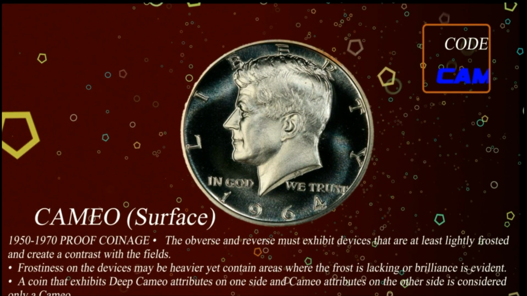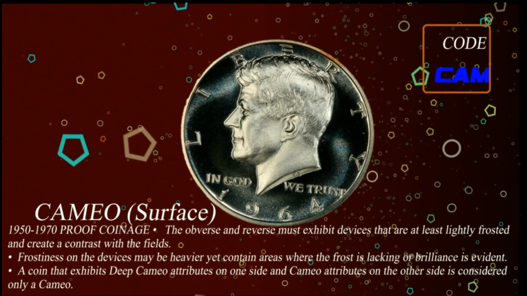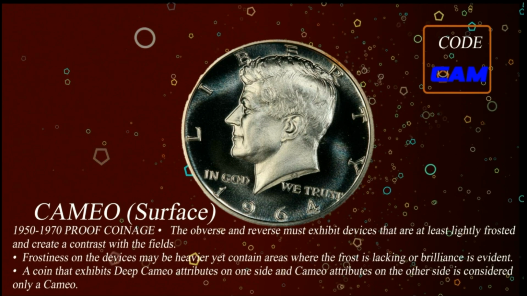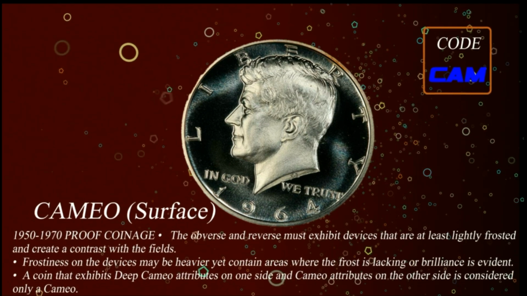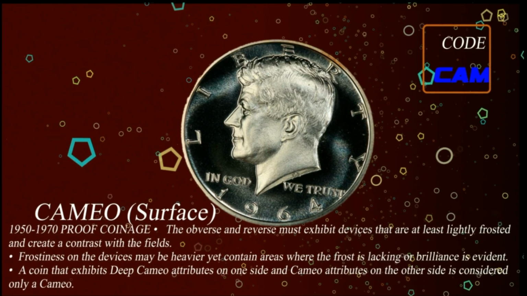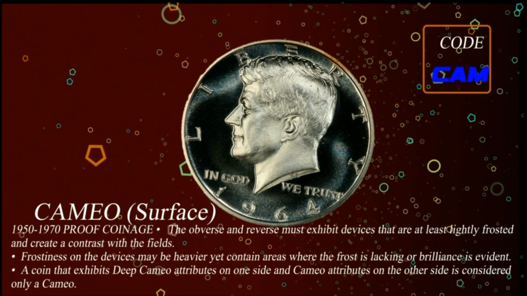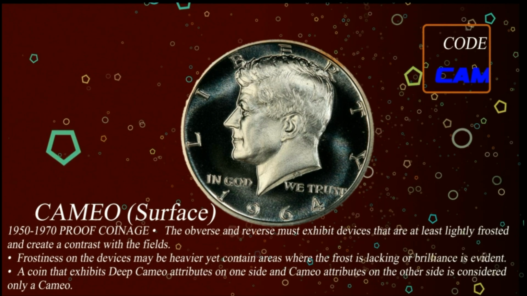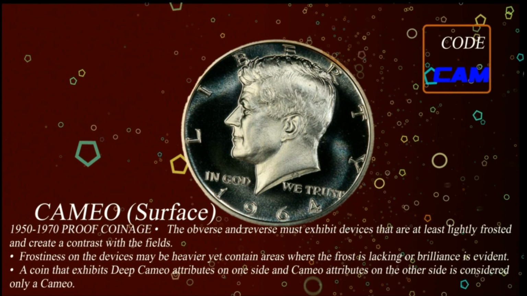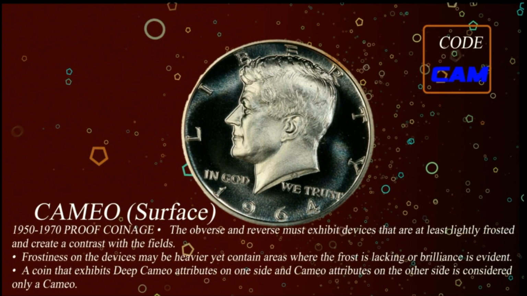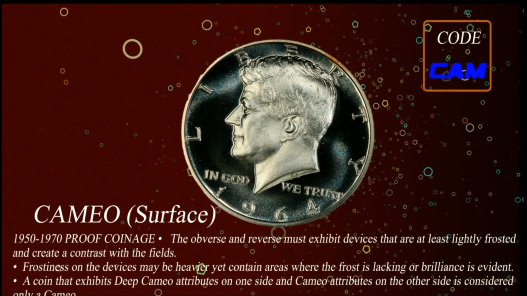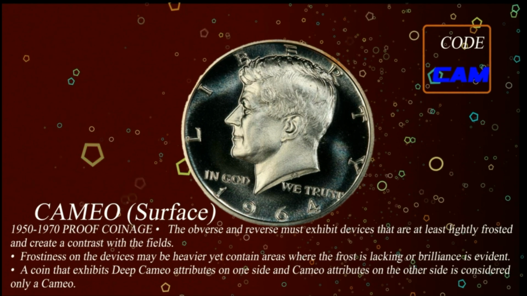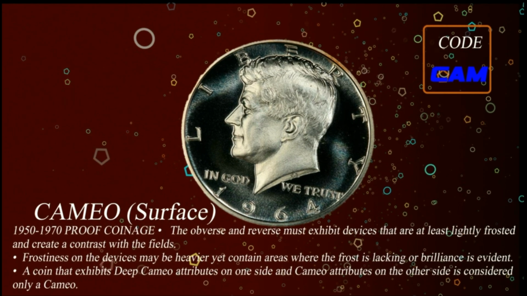Code CAM. Cameo surface. 1950 to 1970 proof coinage. The obverse and reverse must exhibit devices that are at least lightly frosted and create a contrast with the fields. Frostiness on the devices may be heavier yet contain areas where the frost is lacking or brilliance is evident. A coin that exhibits deep cameo attributes on one side and cameo attributes on the other side is considered only a cameo.